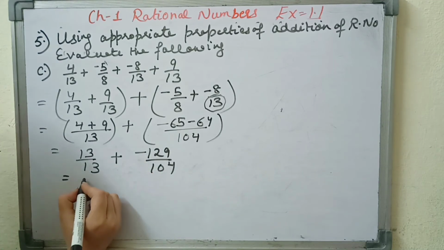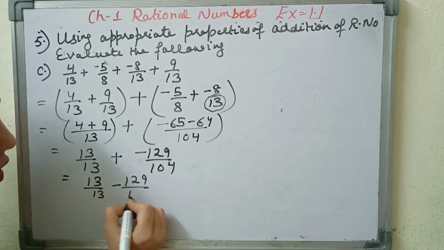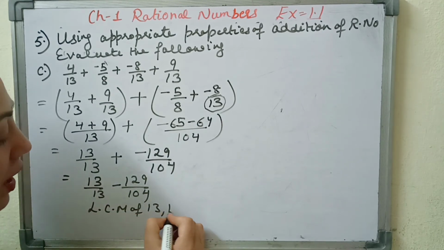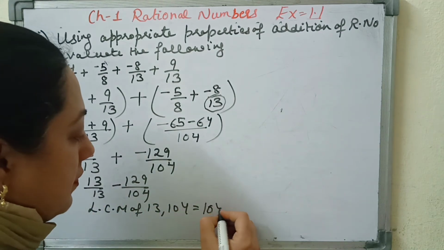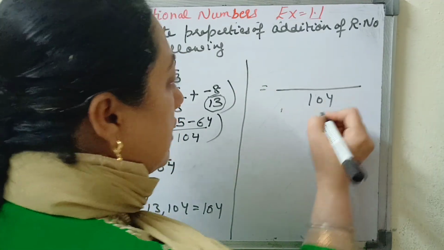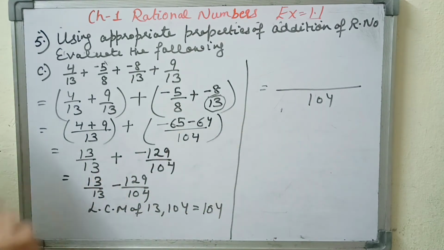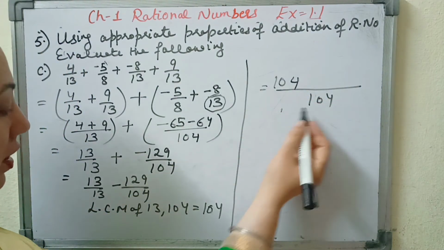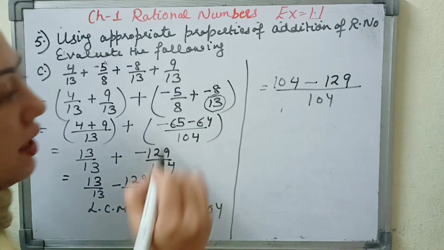Now again plus minus is minus. And 13 over 13 minus 129 over 104. Again, I will take the LCM of 13 and 104, which I get 104. So, in the denominator, there is 104. When 104 is divided by 13, we will get 8 and 8 multiplied by 13, we will get 104. Now, 104 divided by 104, we will get 1. 1 multiplied by 129, it is 129.